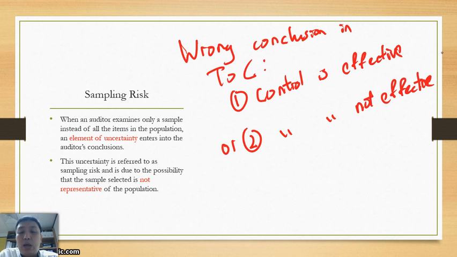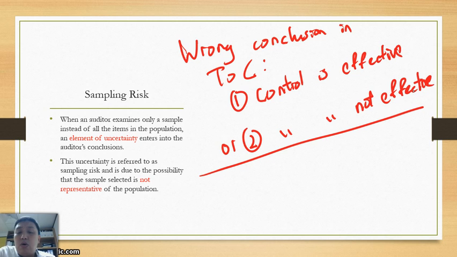Between number 1 and number 2, both are not good for the auditors, but between 1 and 2, one of these wrong conclusions has a much more serious impact on auditors. Can you guess which one? Okay, the answer will be number 1. Number 1 will affect auditors' audit effectiveness.